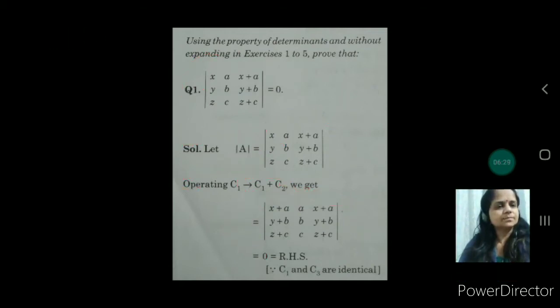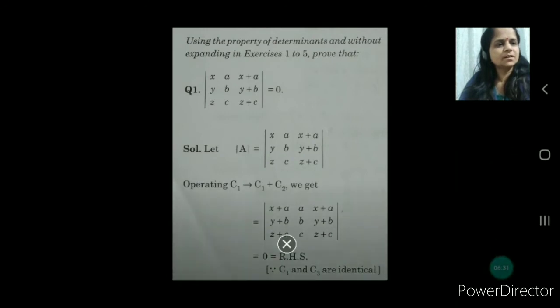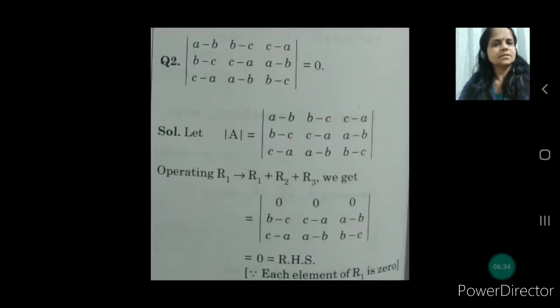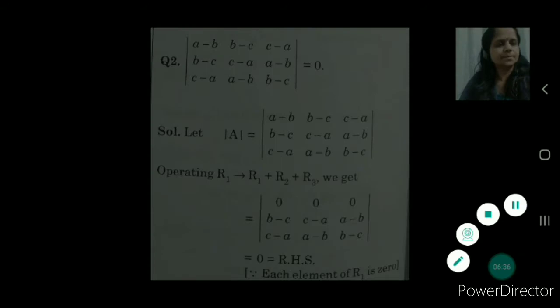And now see here, column 1 and column 3 are identical. In column 1 the elements are x + a, y + b and z + c, and the column 3 elements are the same: x + a, y + b and z + c. So the answer is 0. Now let's move to the next question. Question number 2.